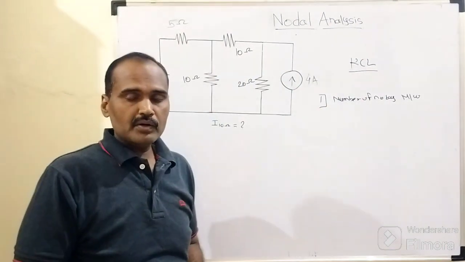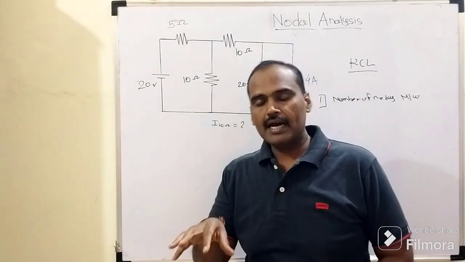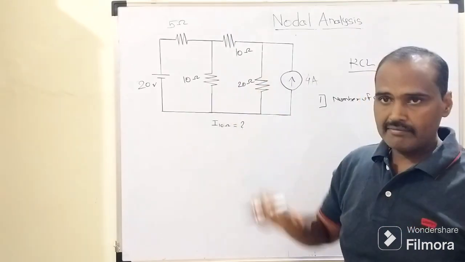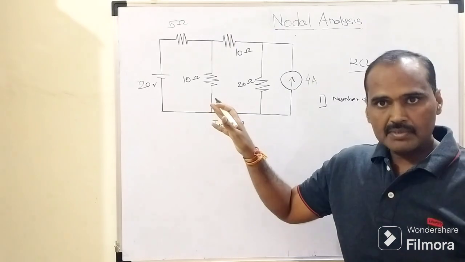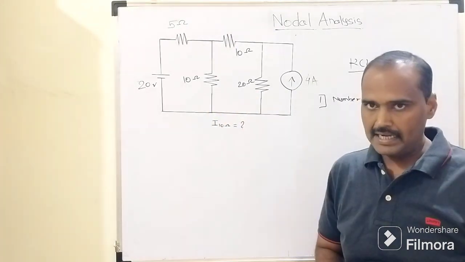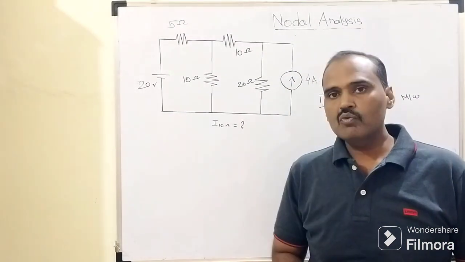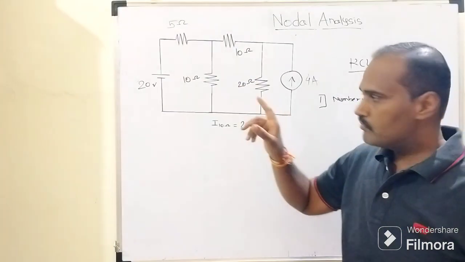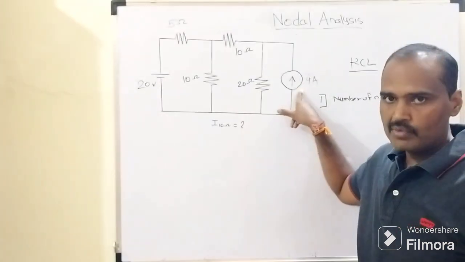As I told you earlier, a node is the point at which multiple branches are interconnected with each other, right? So this is how our circuit will look. In this circuitry we have some resistive elements, as well as two different types of energy sources, either a voltage source or a current source. In this existing network we have one voltage source of 20 volt and one current source of 4 ampere.